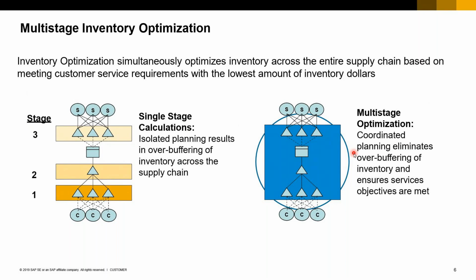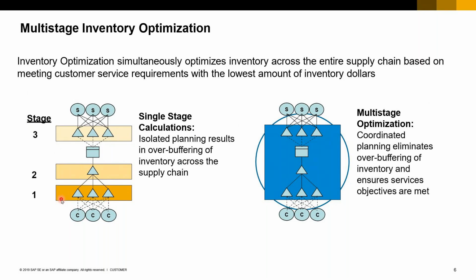So also there is an option of single stage calculation. When it is single stage, all these nodes are working in isolation. For example, a warehouse or a stocking node or distribution centers, right? All these are working in silos. And the problem here is that if they are working in silos, they are very much disconnected, and there is a possibility of just accumulating the stock, which may result in overbuffering, right?